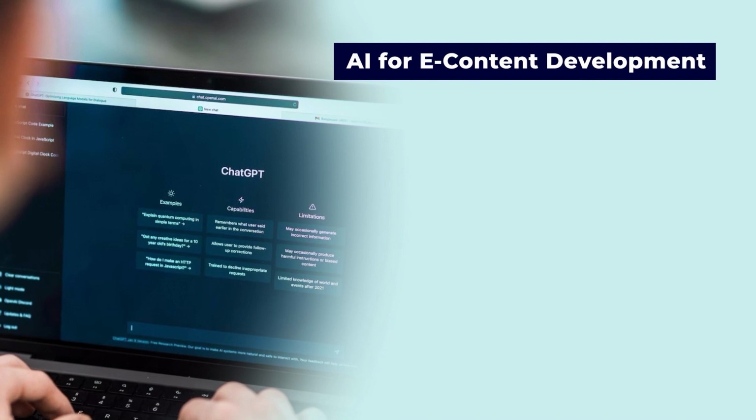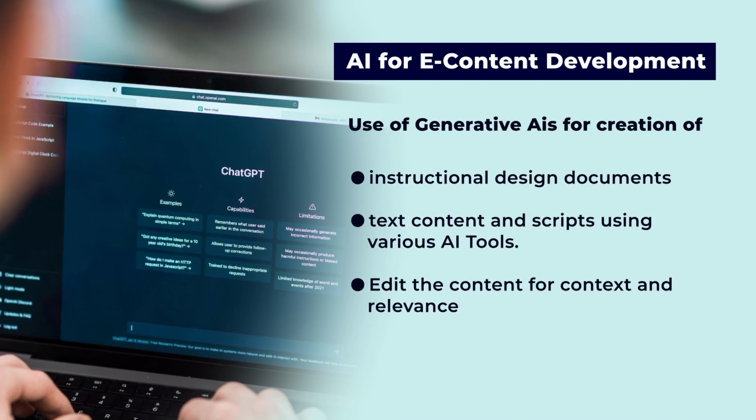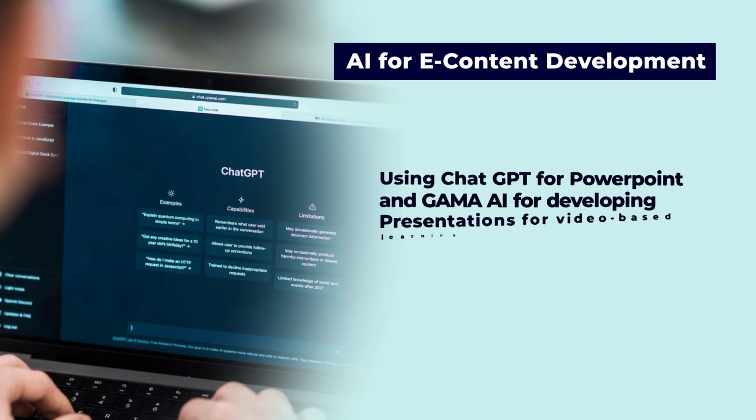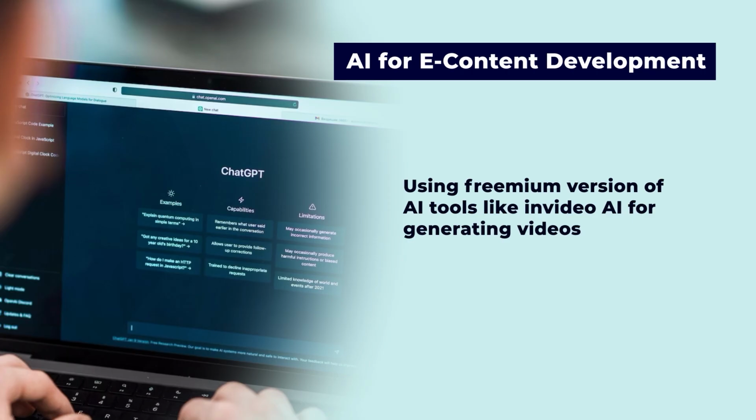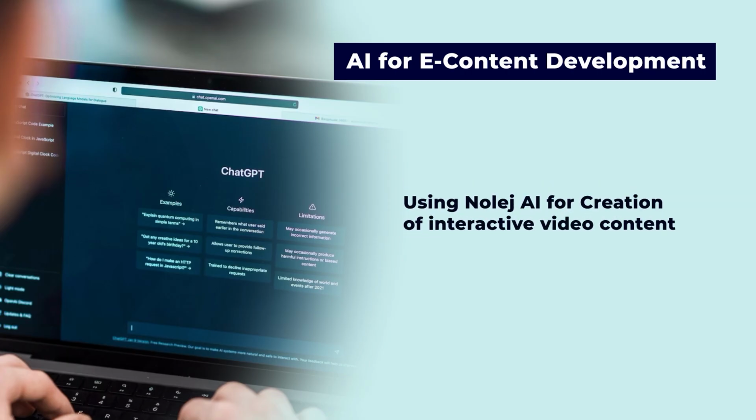Now, let us take an overview of how you can develop video based on AI tools. So, you can use generative AI for creation of instructional design documents for your video. You can create text contents and scripts using the AI tools. You can then edit the contents for the context and relevance component, and then you have to take care of the ethical issues while using all these AI tools. Once your content is ready, your script is ready, by using ChatGPT, you can create PowerPoint presentations. You can use freemium tools like InVideo for generating effective videos, and you can use Knowledge AI for creation of interactive video contents.